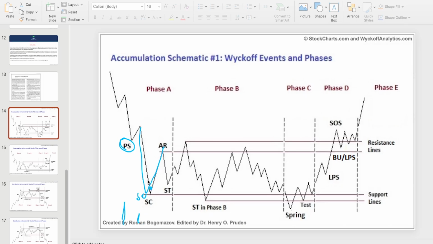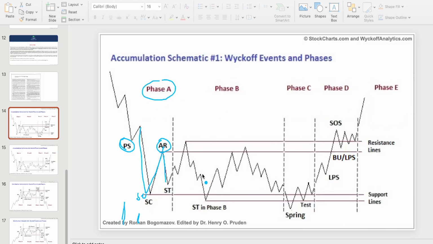And then the capitulation that happens, the climactic action that happens at the selling climax, will cause a rally to the upside, and that's when we have our automatic rally. And then we're gonna test that area of the selling climax, and that gives us our phase A. So that is the characteristics of phase A in accumulation.